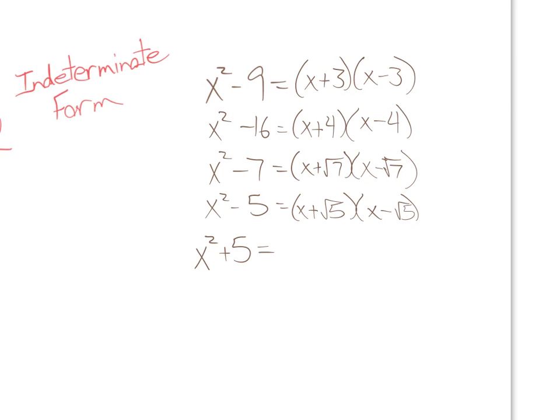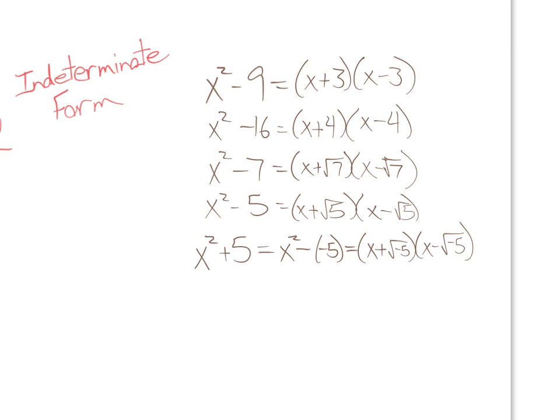Was one of them right? No. How could I rewrite this as x squared minus something? Negative 5. So it's x plus the square root of negative 5, times x minus the square root of negative 5. Do you agree with that? Sure, but continue.